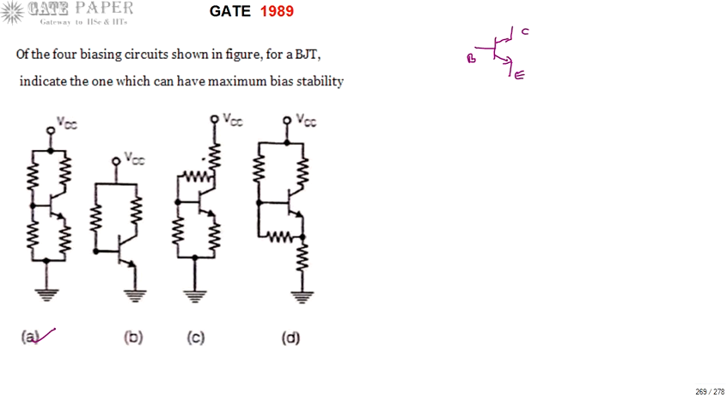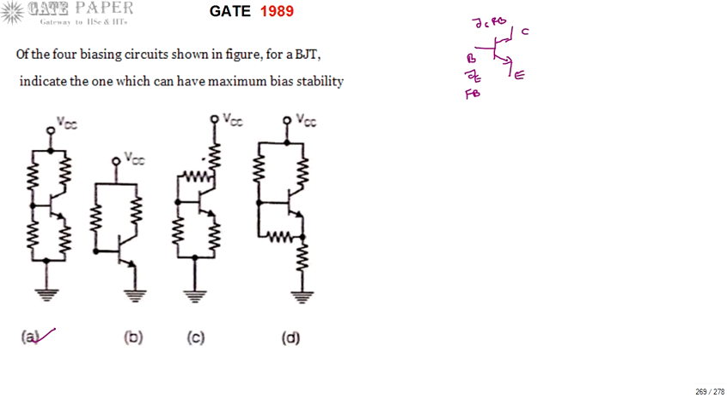First of all, you must keep the transistor in the active region. The meaning of active region is that the emitter base junction must be forward biased. The emitter base junction is the PN junction between base and emitter, and the collector base junction must be reverse biased. The collector base junction is the PN junction existing between collector and base. So if you keep the emitter base junction forward biased and the collector base junction reverse biased, then we can say that the transistor is in the active region.